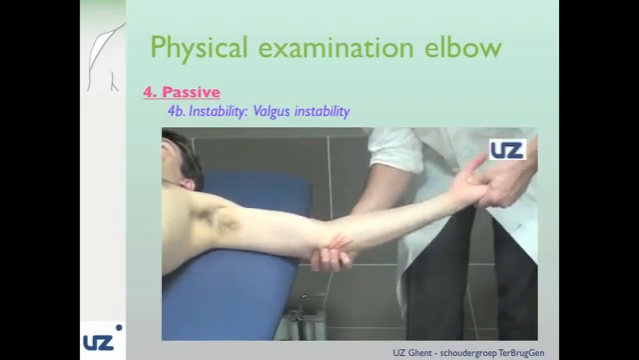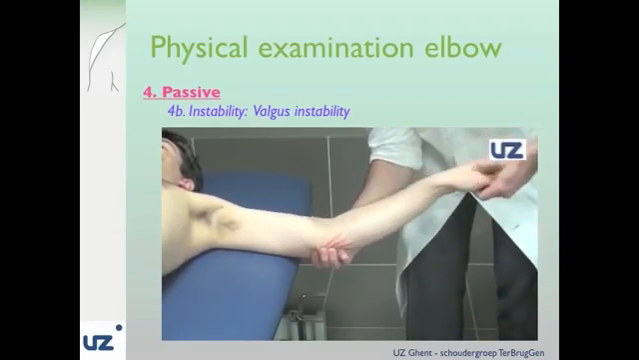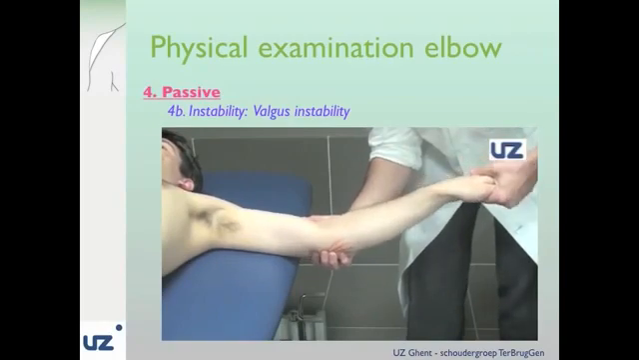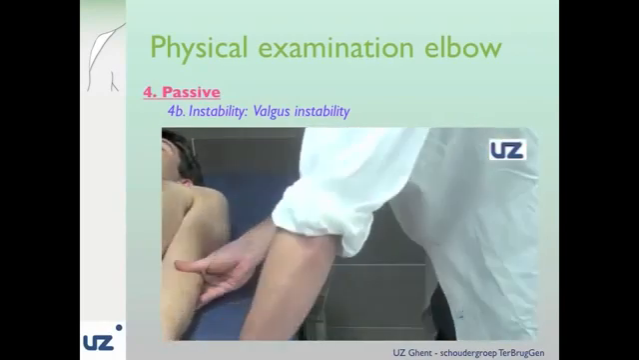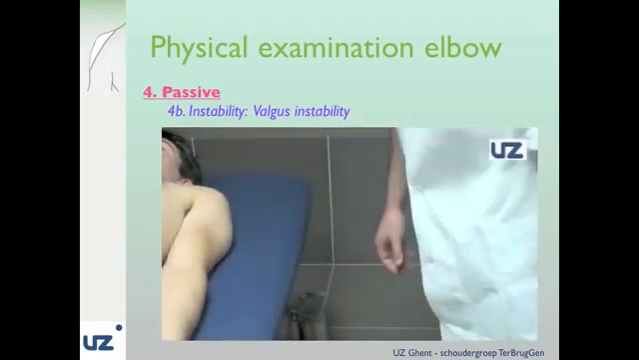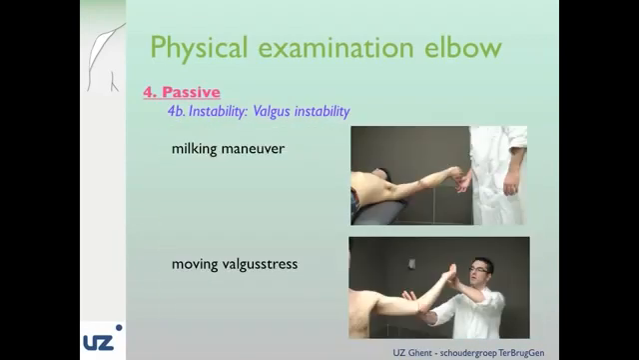Pseudovalgus instability, subtle posterolateral instability that can be present when the forearm is supinated, is eliminated as a confounding factor of possible medial laxity when the forearm is pronated. Two other tests for the valgus instability are the milking maneuver test and the moving valgus test.